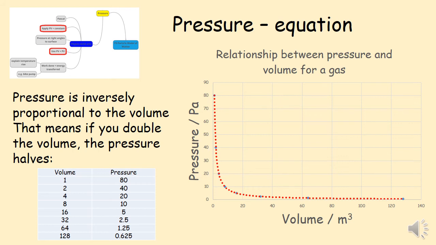So if we take the first row, the first coordinates, it will be 1, 80. So if you do 1 times 80, that gives you 80. The second point on there is the coordinates 2, 40. Multiply those together, 2 times 40, 80. The next one will be 4, 20. Multiply those together, 4 times 20 gives you 80. So it's always giving us 80, and the two are inversely proportional.